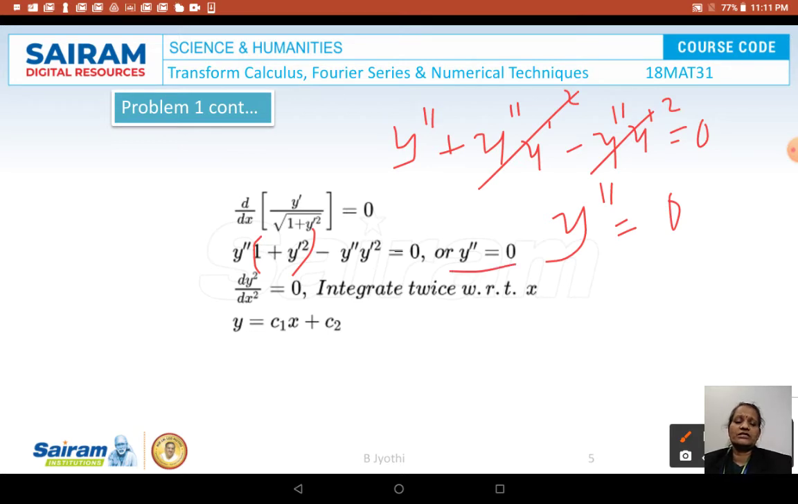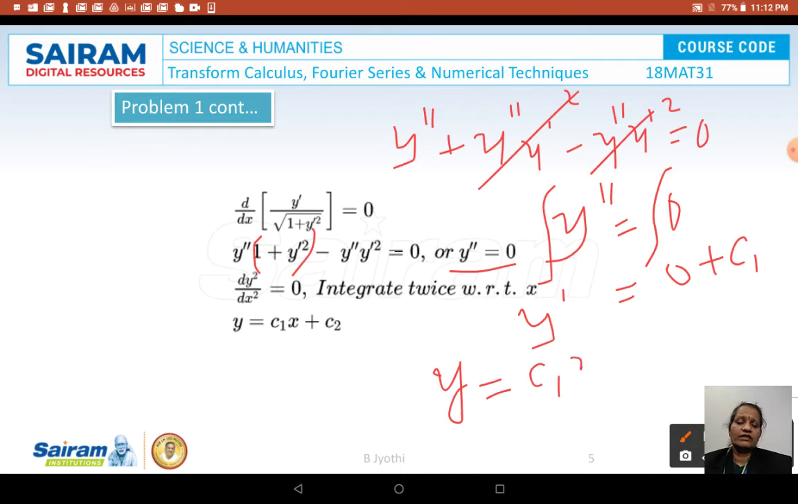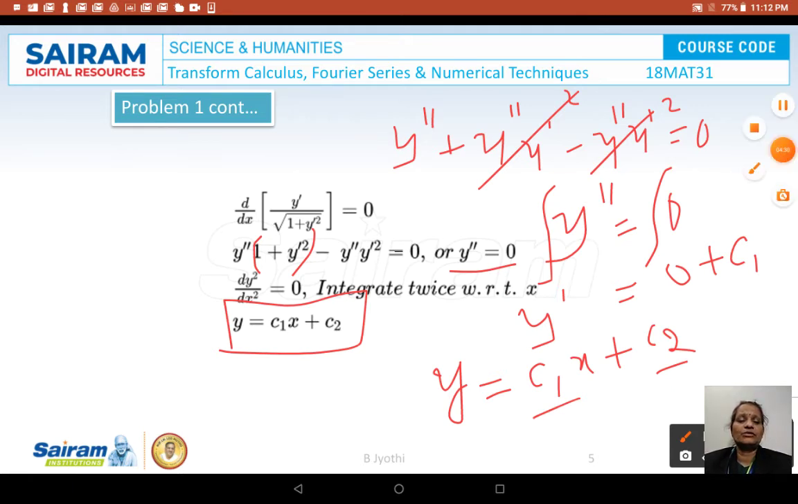So when y double dash is 0 and we need to find y, we need to integrate this 2 times. If we integrate, the integration of 0 will be 0 only, but here we get a constant of integration c1. Therefore y dash equals c1. Next we need to find y. Let us integrate once again. Therefore y equals c1 x plus c2. So here c1 and c2 both are constants. Exactly, it is in the form of a straight line, like y equals mx plus c. Hence it has been proved.